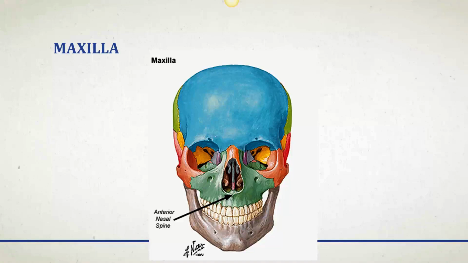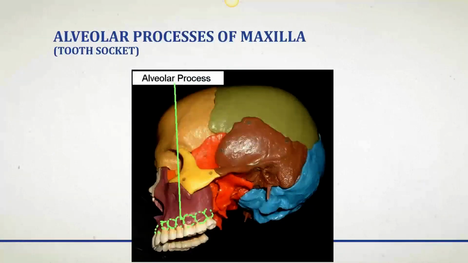The maxilla is the upper jawbone, and here you can see it highlighted in green. It actually makes up the outside edge of the nose region, inside a part of the eye socket, and then all the way in the front side of the face. Just like the mandible had alveolar processes, so does the maxilla, because you have lower and upper teeth. So alveolar processes are going to hold the teeth.